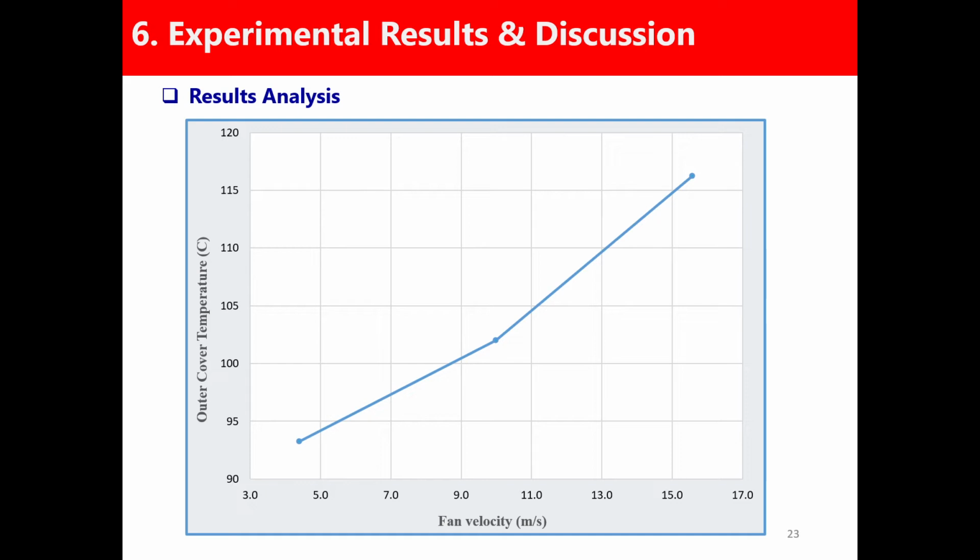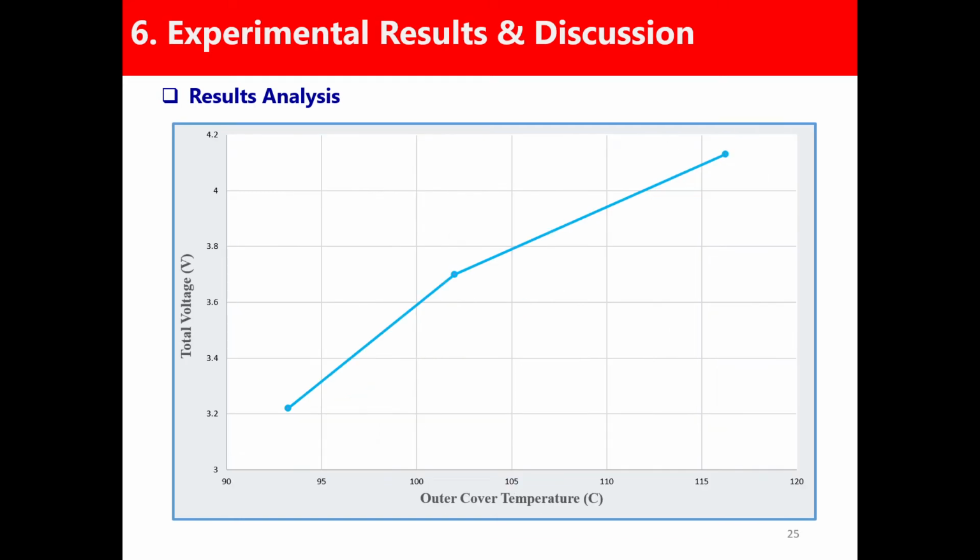So here we can see that the relation between the fan velocity and the outer cover temperature, or the surface temperature, is almost linear. So as we increase the fan velocity, the surface temperature will increase. Then we generate other charts that show the relation between the outer cover temperature and the total voltage. Since the outer cover temperature, or the surface temperature, has a direct effect on the total voltage, as we increase the outer cover temperature, the total voltage increases.